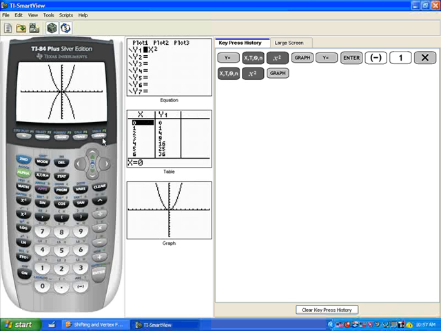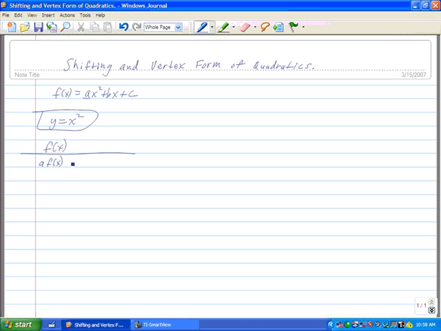As we can see, the result of the -1 is that the graph is turned upside down. All right. So our first conclusion is that for our quadratics, when a is greater than 0, the graph opens upward. When a is less than 0, the graph will open downward.